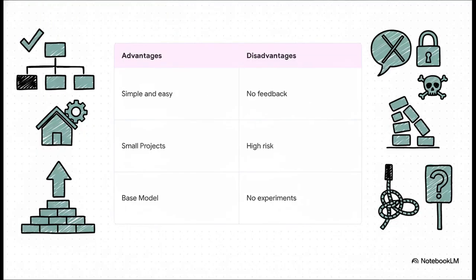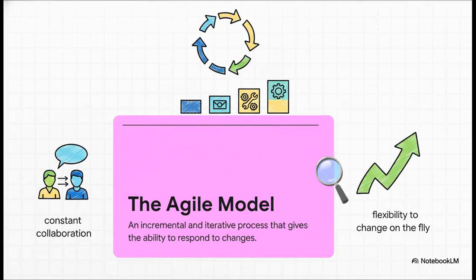So what's the upside? Well, it's simple and it's easy to manage, but only when you know exactly what you're building. The huge disadvantage, though, is how rigid it is. There's no room for customer feedback or changes until the very end, which makes it incredibly risky for most modern software projects. If you misunderstood something on day one, you might not find out for months. Yikes! And that risk, that massive risk, is precisely why most teams today use something called the Agile model.